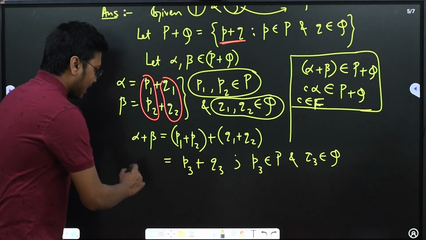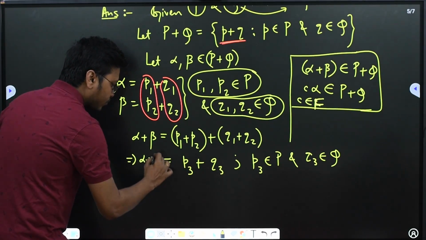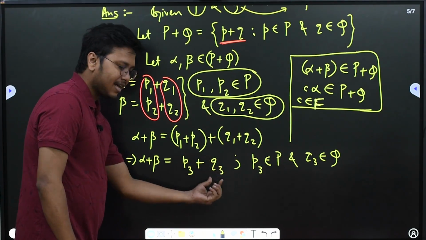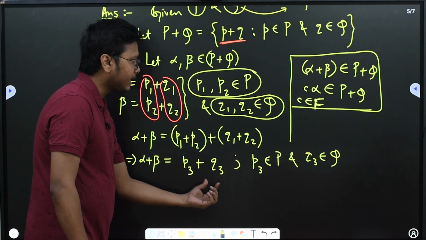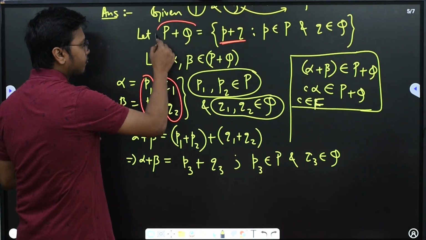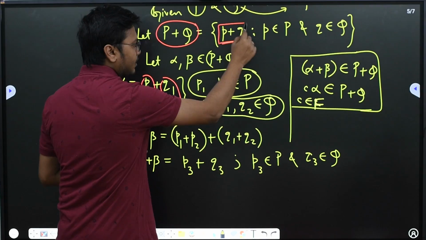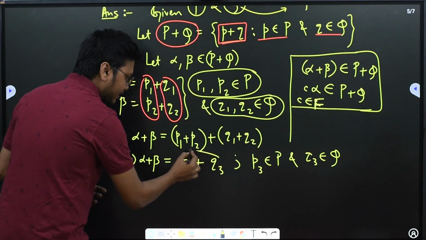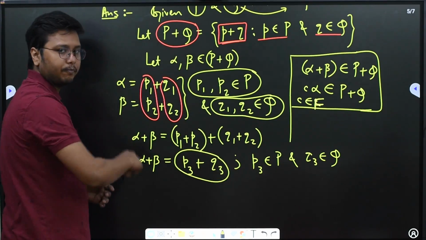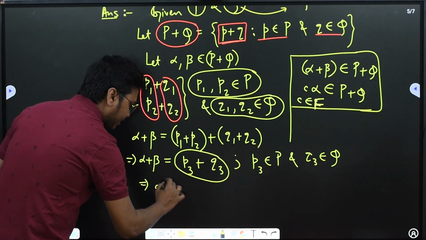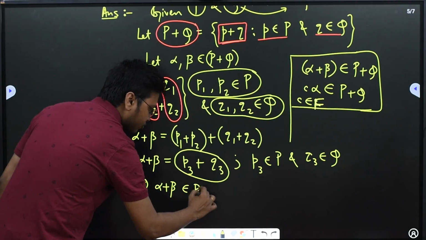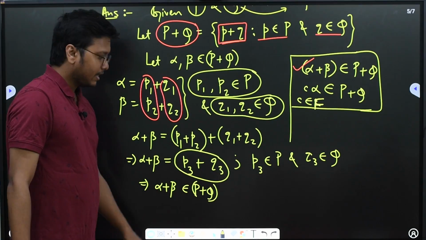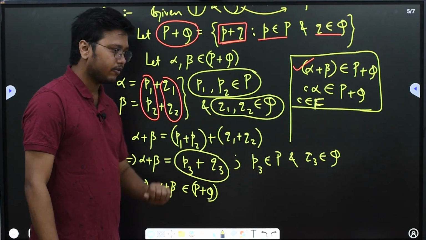So you can see that alpha plus beta is eventually looking like some element of the capital P set plus some element of the capital Q set, and as per the construction of P plus Q, where we have small p plus small q taken from capital P and capital Q, I can say that this element belongs to P plus Q. So here I can comment that alpha plus beta belongs to P plus Q. That means the first condition of subspace has been satisfied over here.